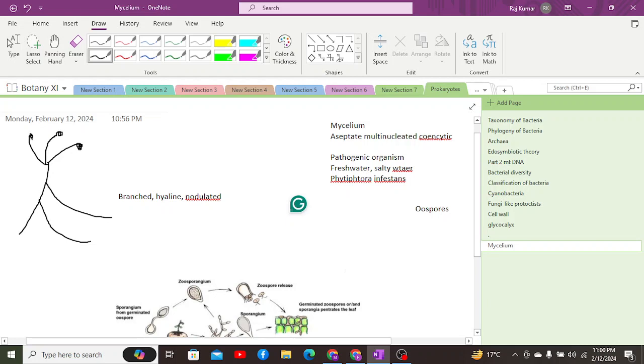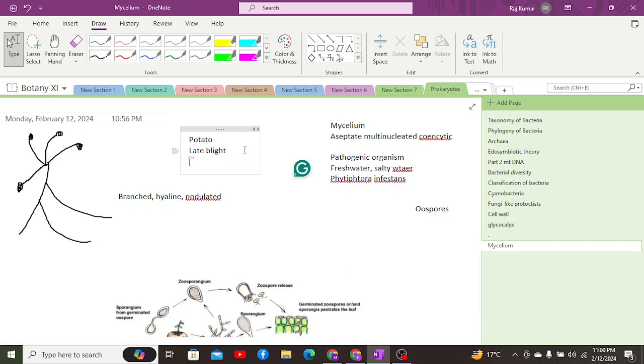And one more thing, they are coenocytic, and since they are pathogenic, they attack a plant known as the potato plant, and here they cause a disease known as late blight. It is characterized by several symptoms such as decayed stem, as well as decayed tuber of the potato, and brown patches appearing over the potato.